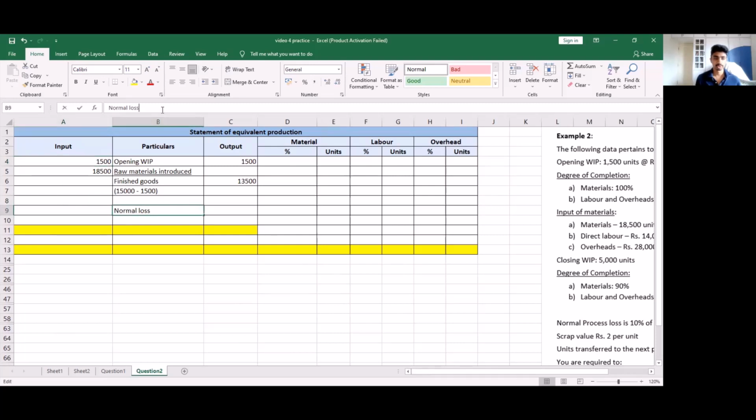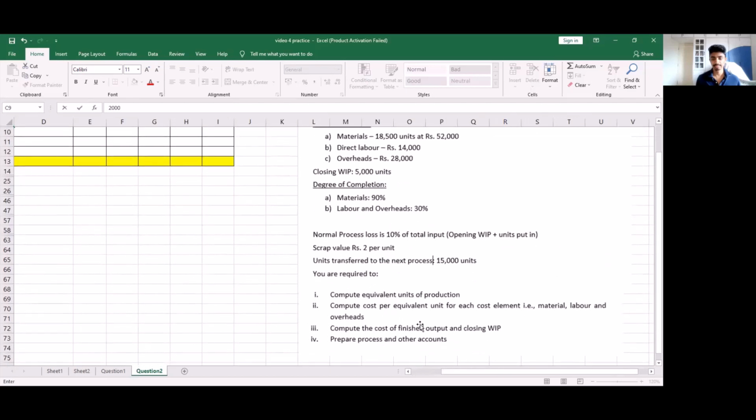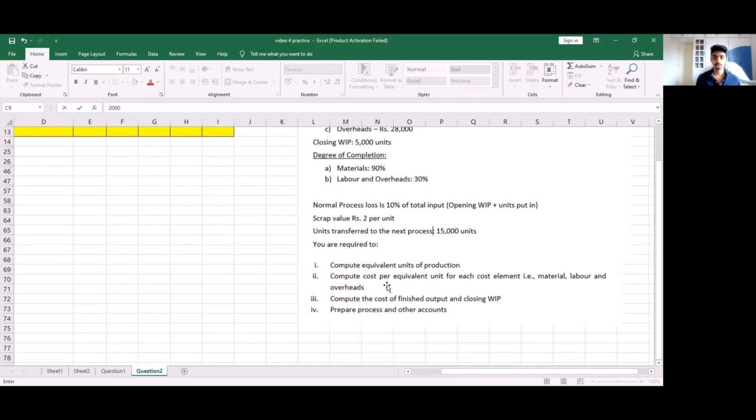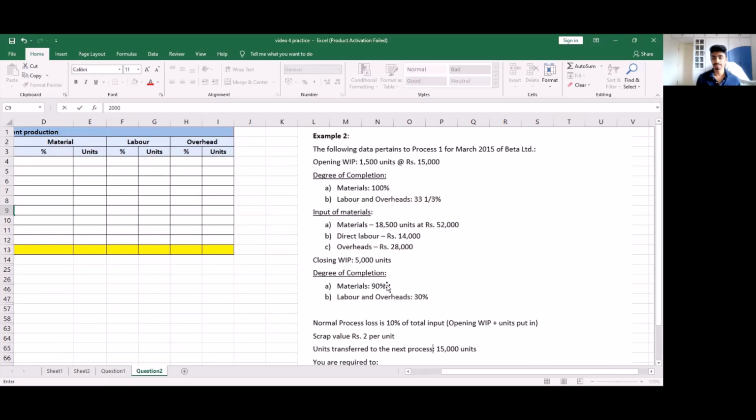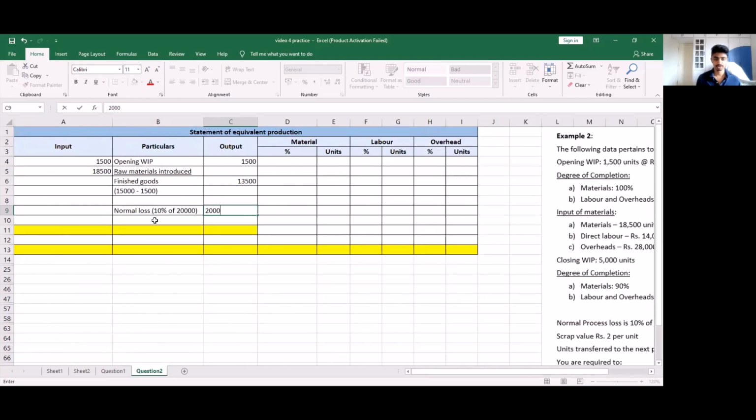So this is going to be 10% of 20,000, because we get 1,500 plus 18,500 as 20,000, which is our total input. So 10% of 20,000 is going to be 2,000. Next, we have not been given anything related to abnormal loss. The question hasn't specified what unit scrapped is. So let's move on to write our closing work in progress. We have closing work in progress of 5,000 units.